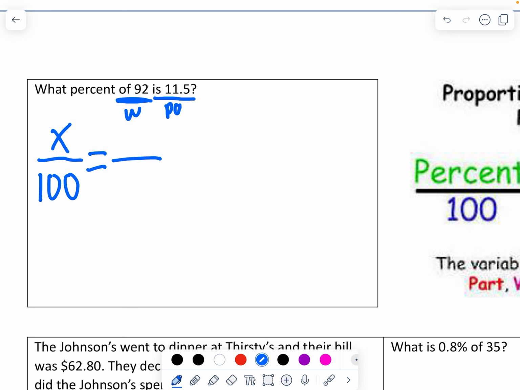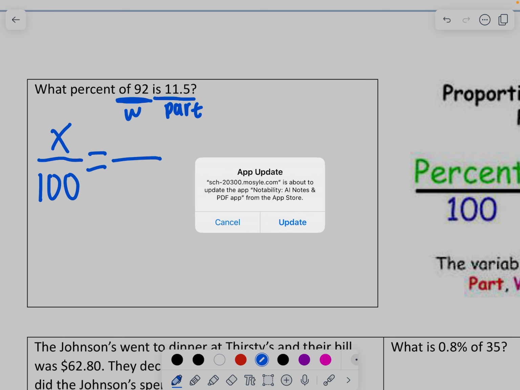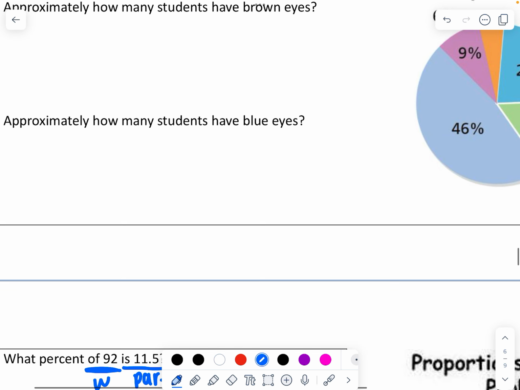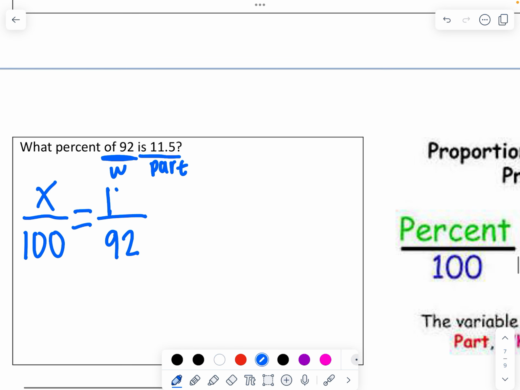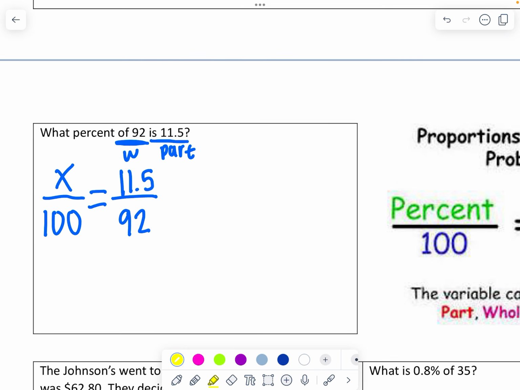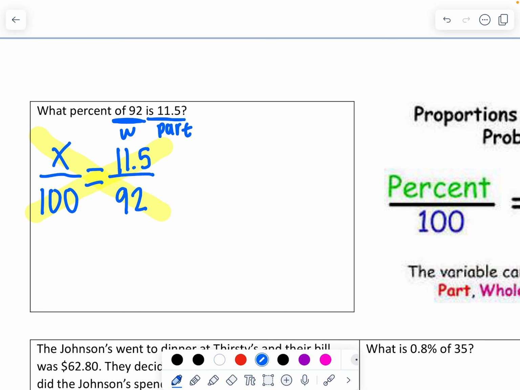Okay. So I'd write part. I didn't write P because I didn't want you to get it confused with percent. So the 92 is the whole, so that goes in the bottom right. And then the part is 11.5, so that goes in the top right there. And then you're going to solve this the same way. I'm going to multiply diagonally, but this time 100 is diagonal from 11.5, so that's what I would multiply first.